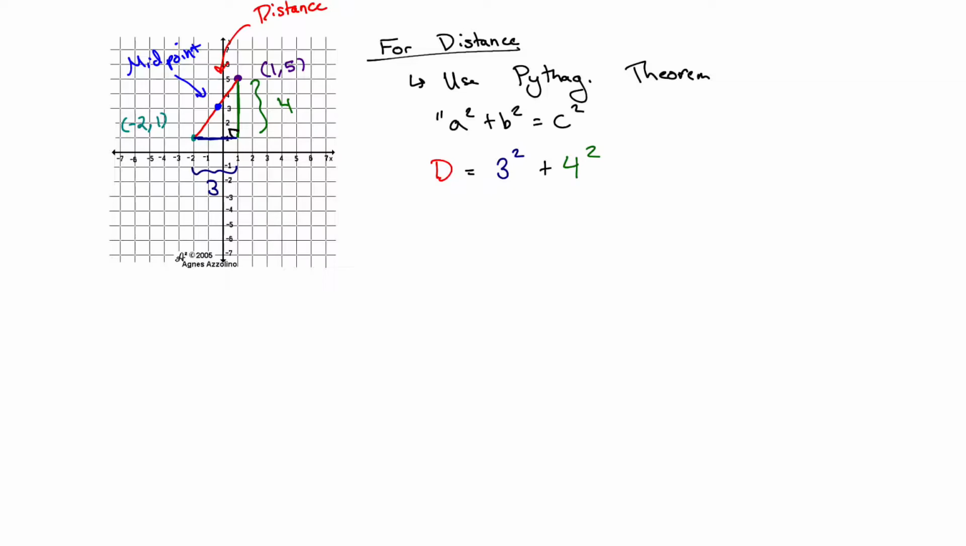Oh, and that should be a D squared, my apologies. The distance squared, because that's the hypotenuse right there, which we're going to call capital D. So that would give us that D squared is equal to 9 plus 16, which would be 25.